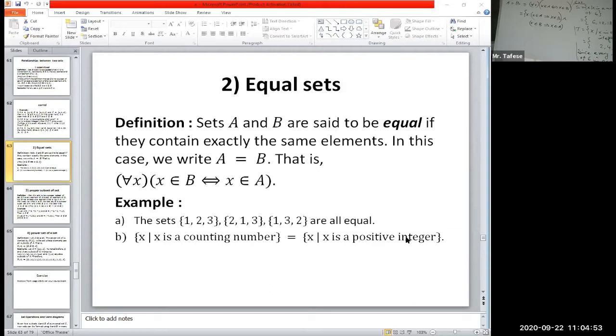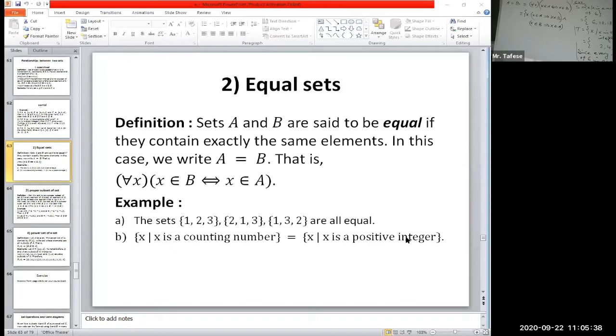What about example B? The set of all X such that X is a counting number. Okay? A counting number means, as you know, X is a natural number. Natural numbers begin with 1, then 2, 3, and continue with a difference of 1. What about the second set? X is a positive integer. A positive integer means, alternatively or synonymously, the set of natural numbers. So the set containing counting numbers and the set containing positive integers are equal sets because they consist of the same number of elements as well as the same kind of elements.